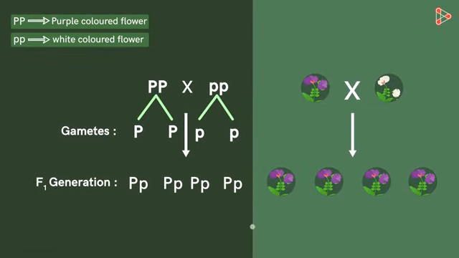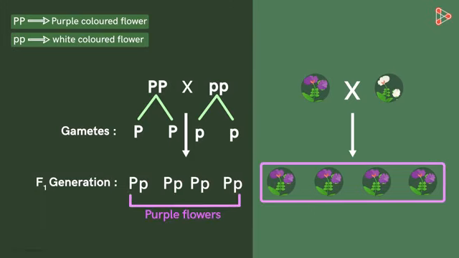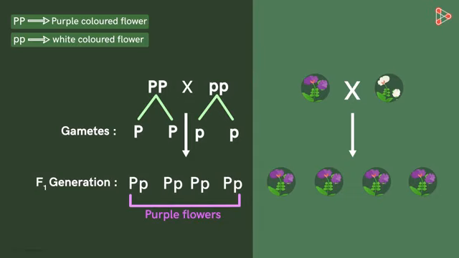How? This combination, this one, then this one, and this is the last one. These are the 4 possible combinations. Now, as you can see here, Pp indicates that the offspring has one dominant and one recessive allele. In such a case, the plants will have only purple flowers, as the presence of one dominant gene is enough to express the trait. That is why all the plants have purple-colored flowers in the F1 generation.